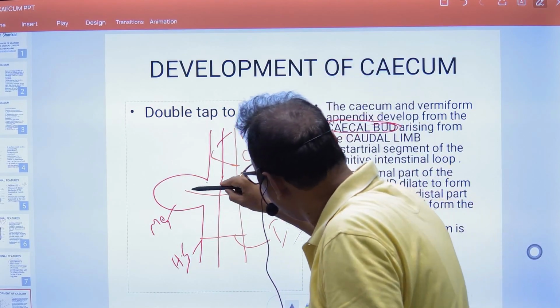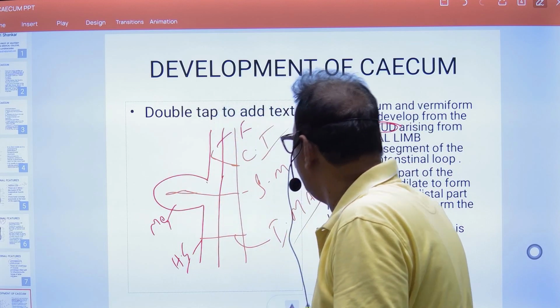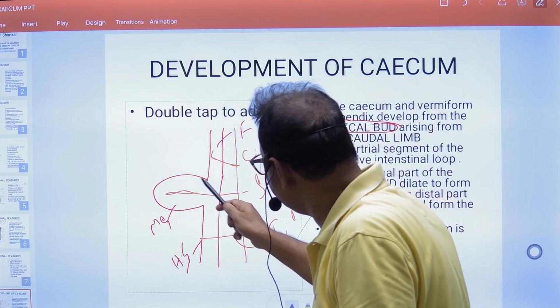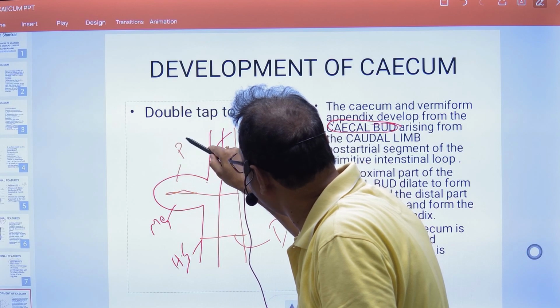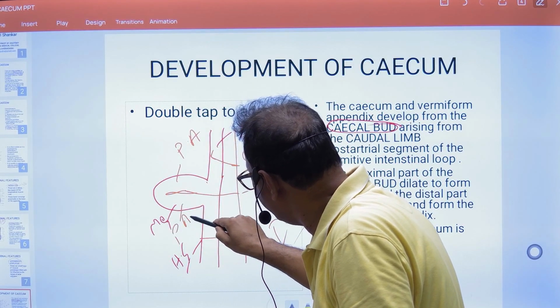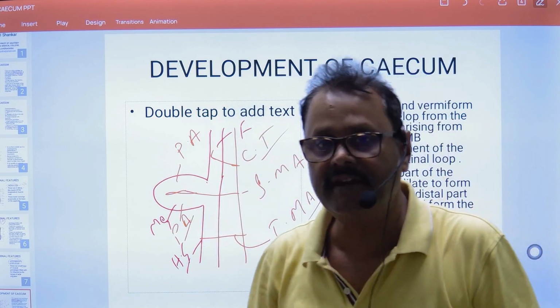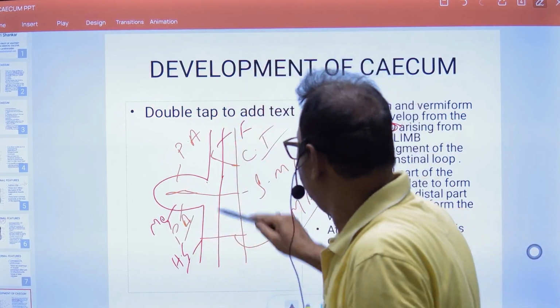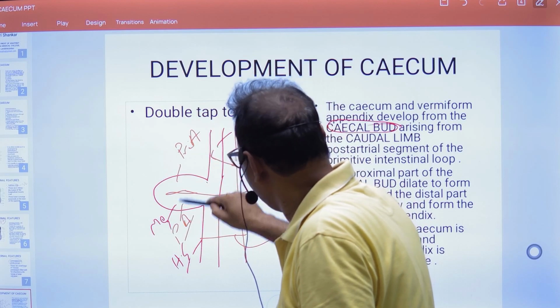Now the superior mesenteric artery divides the midgut into pre-arterial and post-arterial segments. This is the pre-arterial one, and this is the post-arterial one.